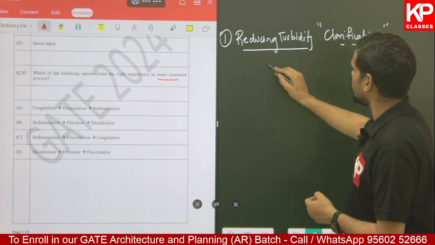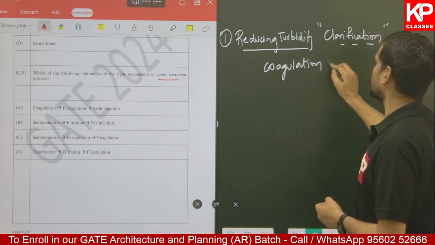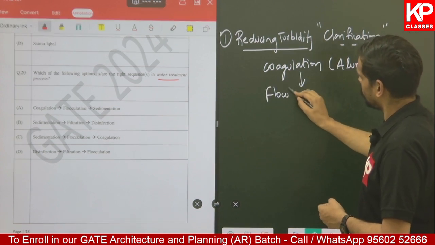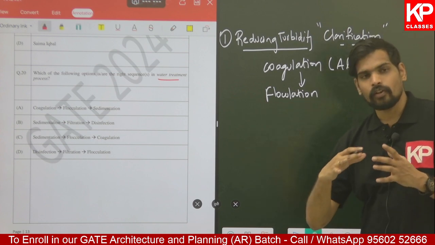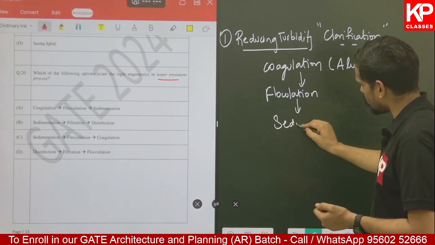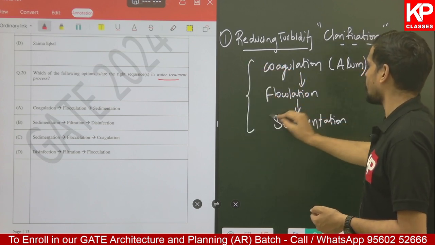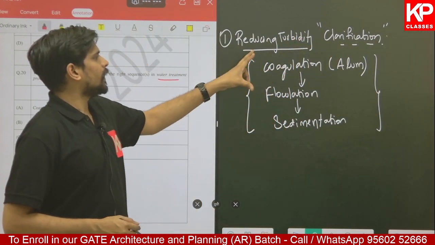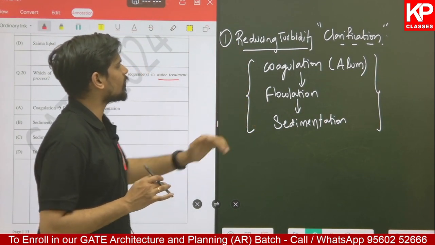So the sequence of steps: you will be having coagulation, where you use coagulating agents like alum. Then you would be having flocculation, where some polymers are added and the water is mixed at a slow rate in order to create flocs of the suspended particulates. Then finally you will have sedimentation, which is allowing the flocs to settle down at the bottom. So that's the first step in water purification, which overall can be referred to as clarification, where the turbidity is reduced or removed by removing the suspended particulates by using coagulation, flocculation, and sedimentation.